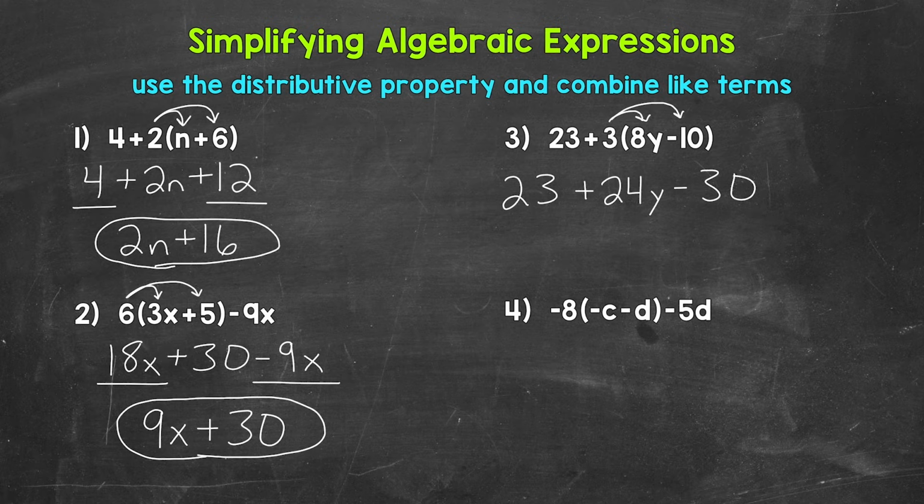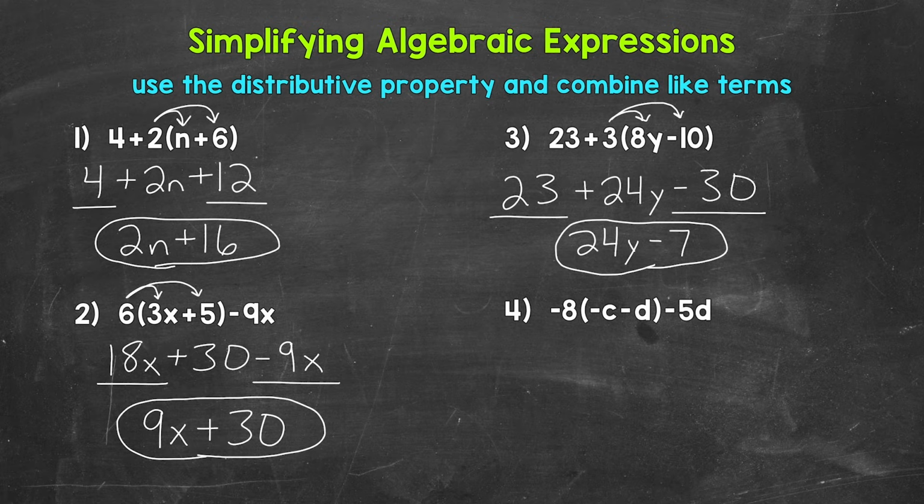Now that we removed the parentheses, we can look to combine like terms. We have two constant terms, 23 and negative 30, so we can combine those like terms. So we have 24y, and then 23 minus 30, or 23 combined with negative 30, gives us negative 7, so minus 7. Our final simplified expression: 24y minus 7.